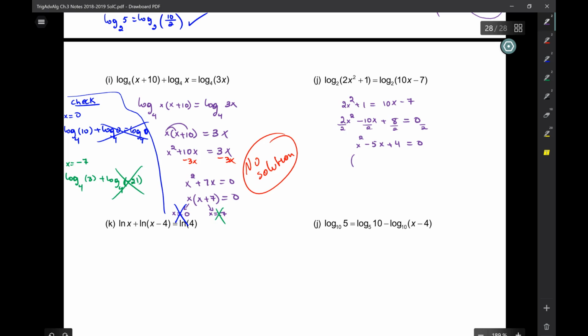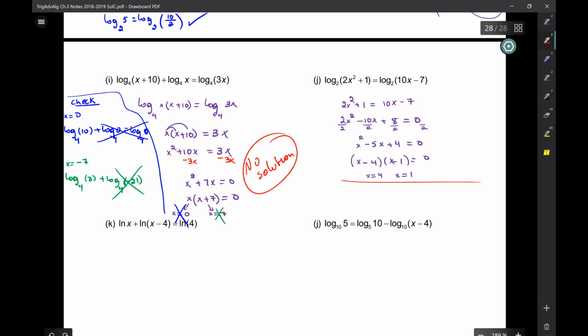This thing factors. Two numbers that multiply to 4 and add to negative 5: negative 4, negative 1. So x is 4, x is 1.